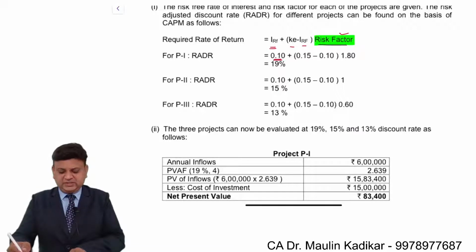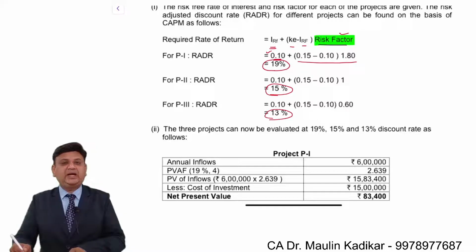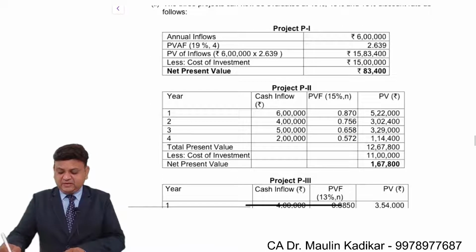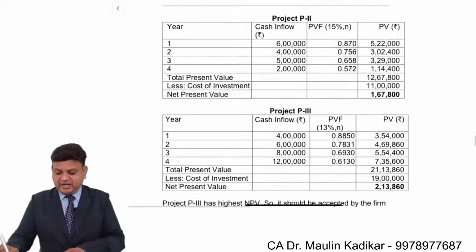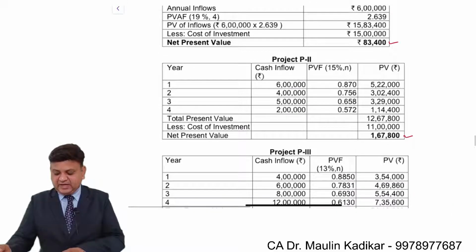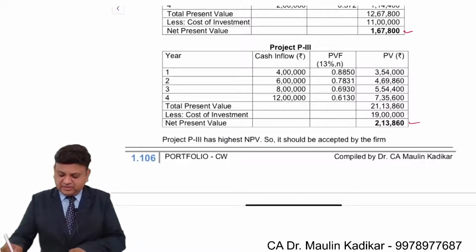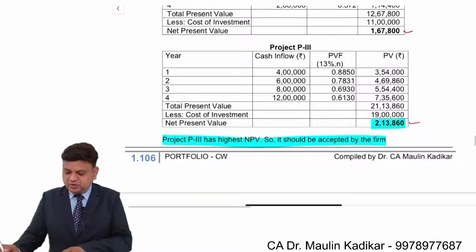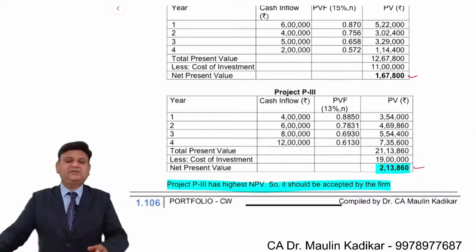So what you have to do, friends, simply it is like a formula: Rm minus Rf into beta plus Rf. That is the way you determine the discounting rate. This is what you are required to do. And using this discounting factor, we'll make the calculation of NPV for first project, NPV for second project, and NPV for third project. The project which is having highest positive NPV is considered to be the best. So project P3 has highest NPV, so it should be accepted by the firm. That is the way we have to take the decision.